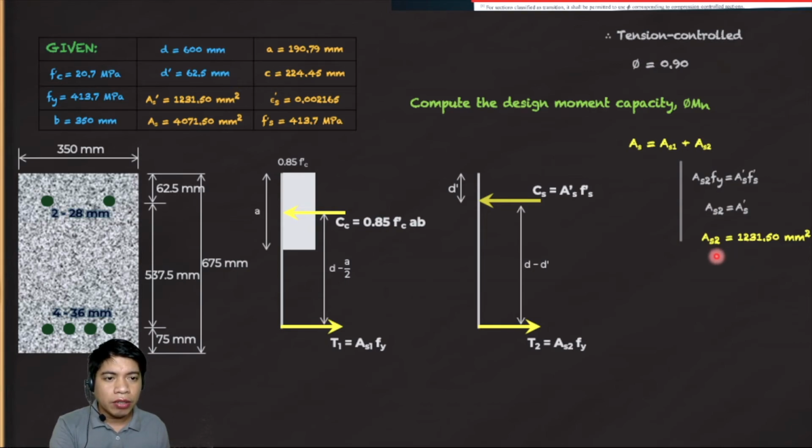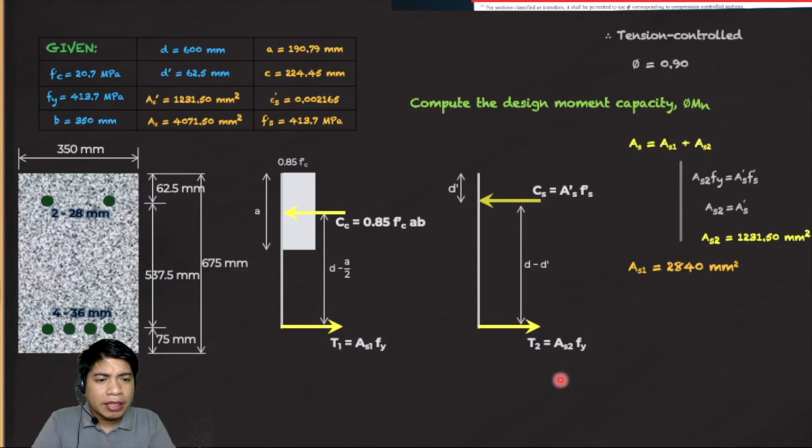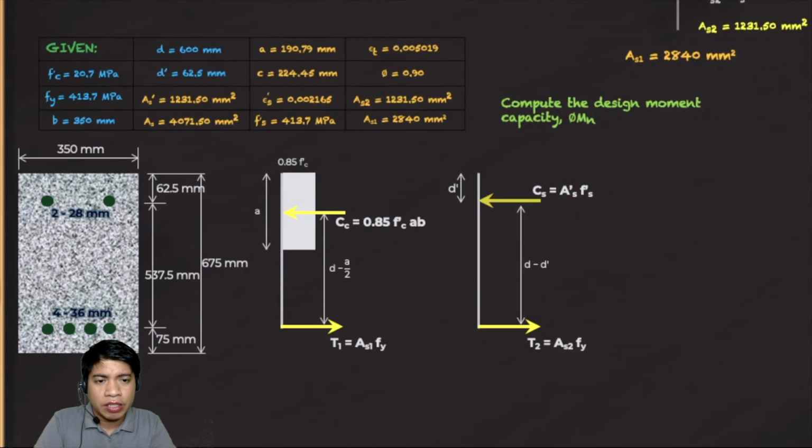Okay? So, ngayon na-compute natin si As2, makakompute din natin si As1 kasi alam naman natin yung value ng As, di ba? Na-compute na din natin 'to kanina sa unang part ng ating solution. So, guys, ang mangyayari is As1 is equals to 2840 square millimeter, galing dito sa formula na 'to. Ngayon nga guys, na-compute na natin si As1 at si As2, then pwede na natin makuha yung design moment capacity natin, which is yung phi Mn.